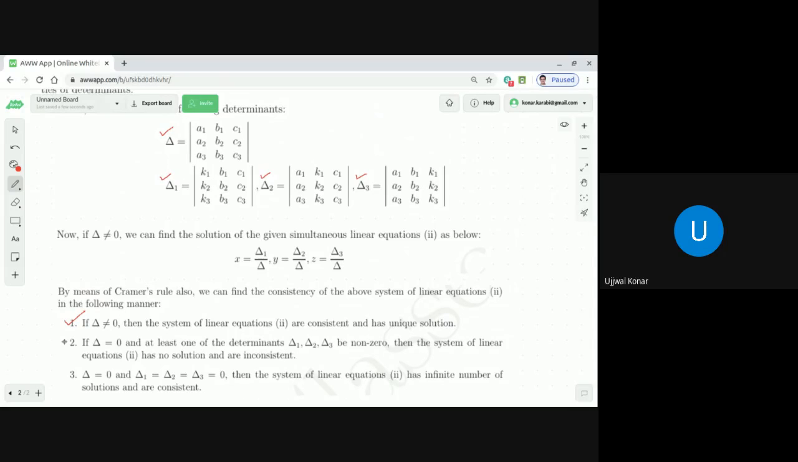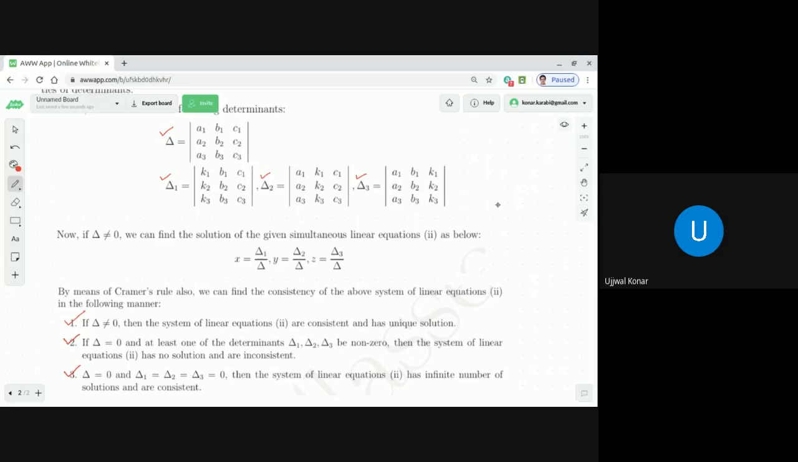Second case, if delta is equal to 0 and at least one of the determinants delta 1, delta 2, delta 3 is non-zero, then the system of linear equations has no solutions and is inconsistent. And third case, if delta equals 0 and delta 1 is also 0, delta 2 is also 0, delta 3 is also 0, then the system of linear equations has an infinite number of solutions and is obviously consistent. As I said several times today, consistent means having a solution, either unique or infinite. Inconsistent means no solution at all.